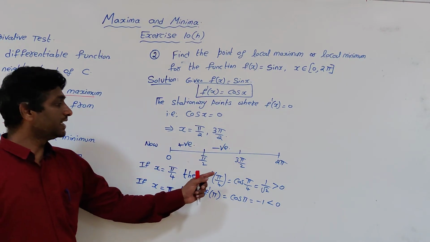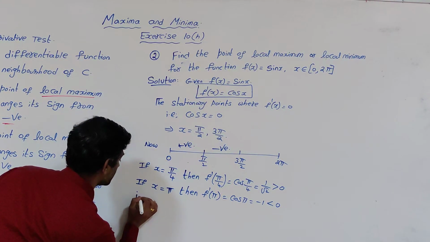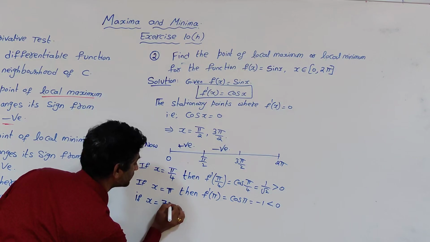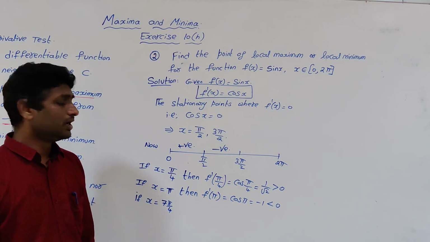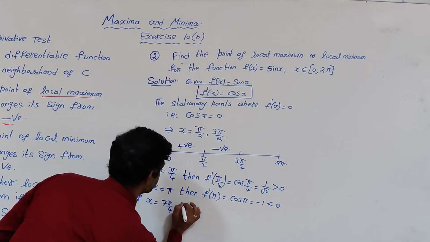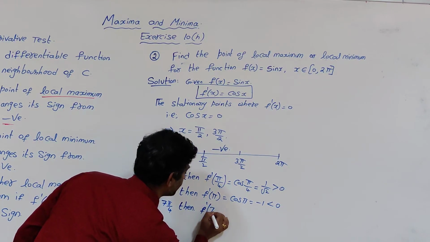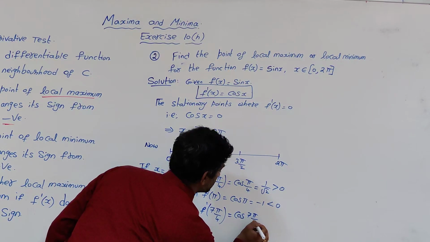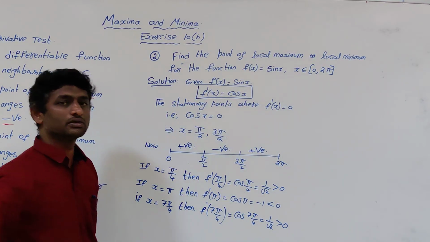Next, choose an angle from 270 to 360. If x is equal to 7 pi by 4, which is 315 degrees, then f dash of 7 pi by 4 will be cos 7 pi by 4, which is again 1 by root 2, which is greater than 0. So it is a positive sign.